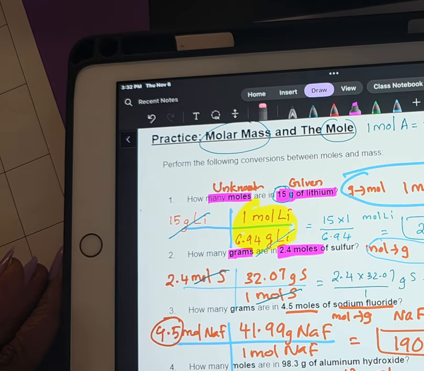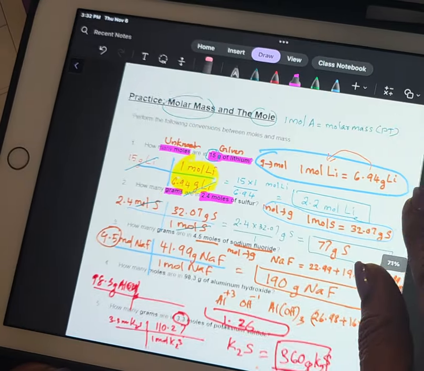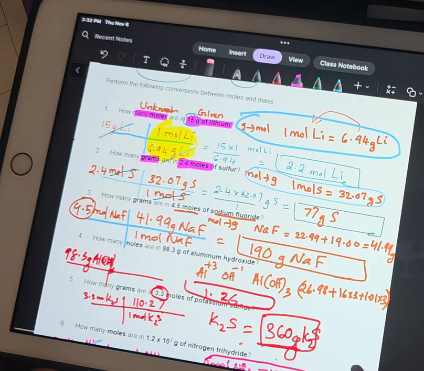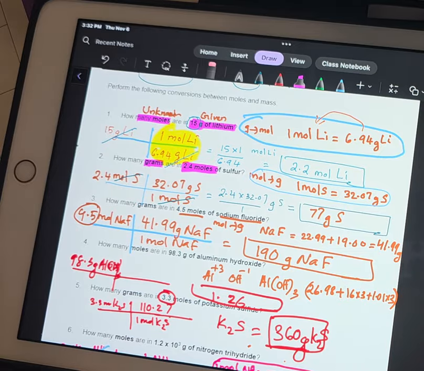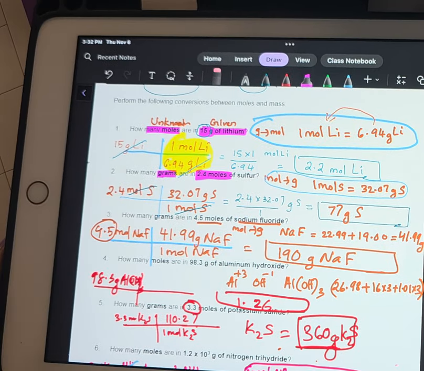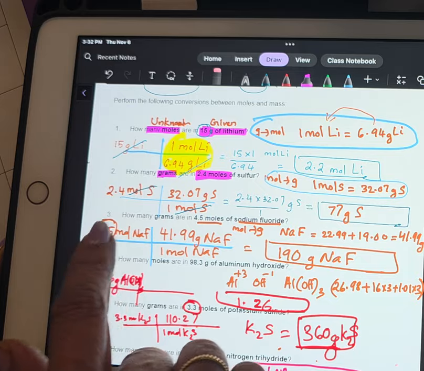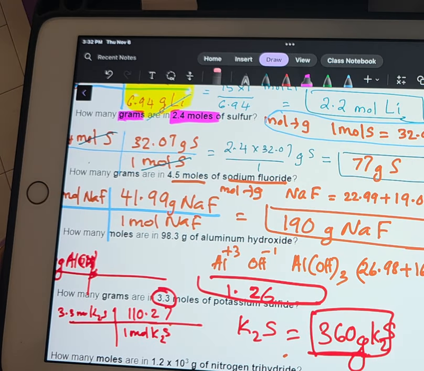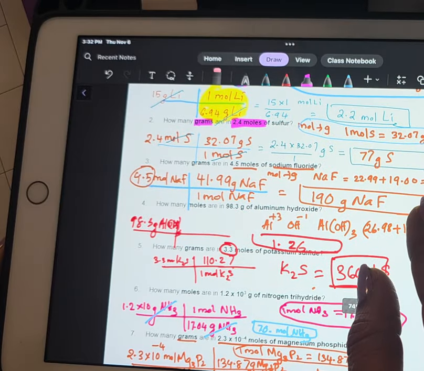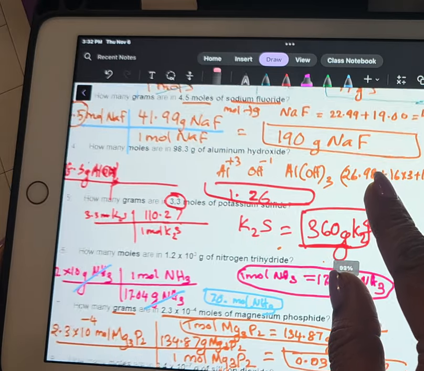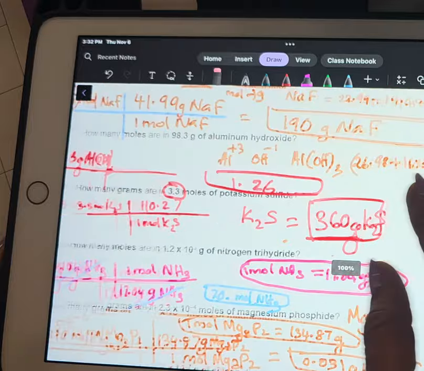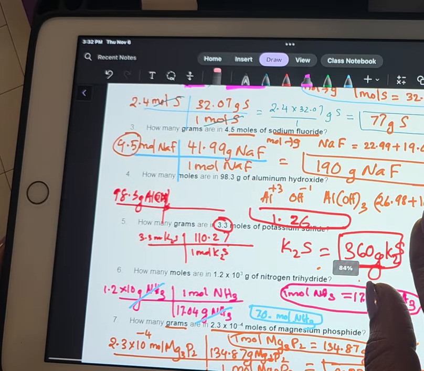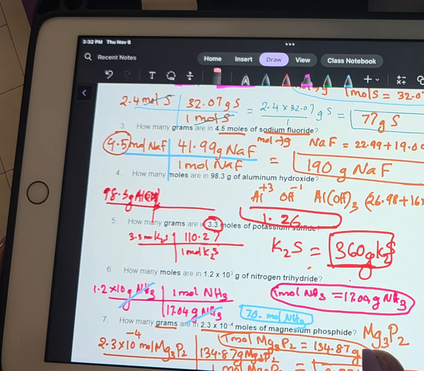Here, first question. The answer is 2.2 moles of lithium. How many of you got that? Oh, good. Okay, number 3 is 190 gram because we have to round. Good job. Okay, now number 5 is 360 gram. Yep. 3 is 1. How many of you got that?